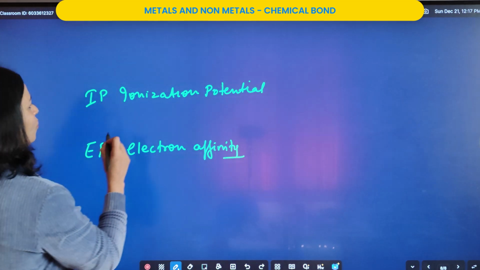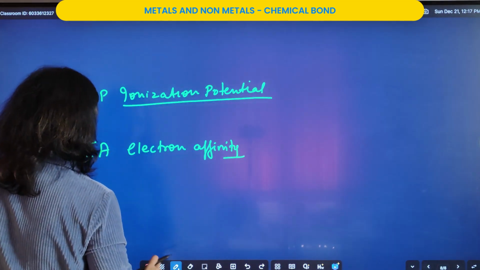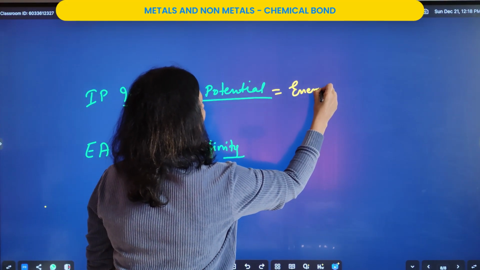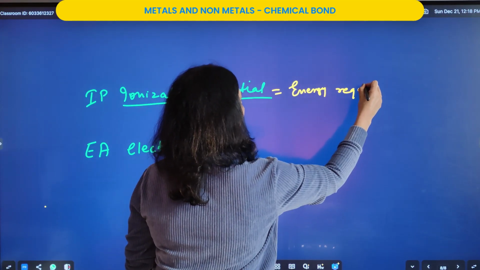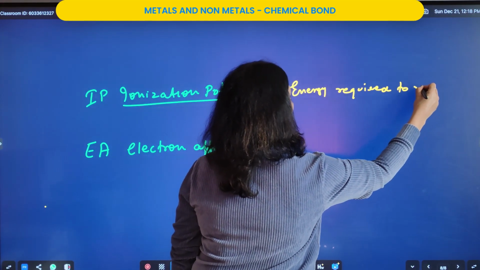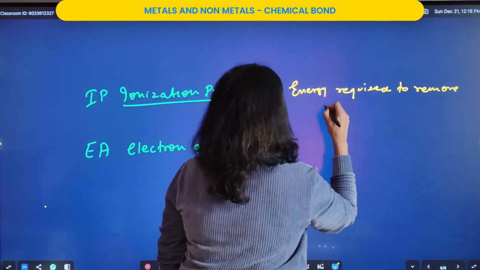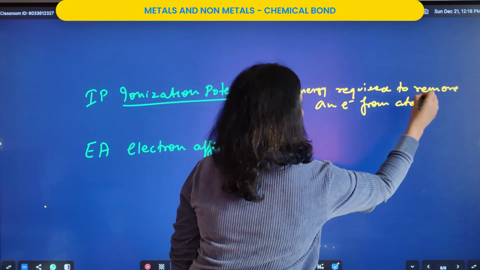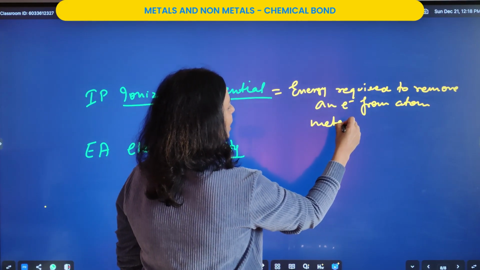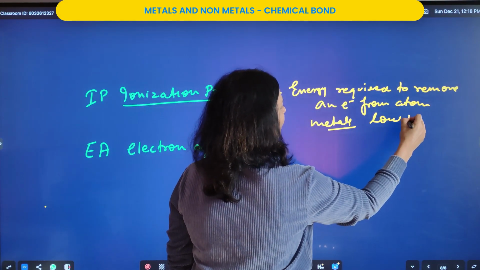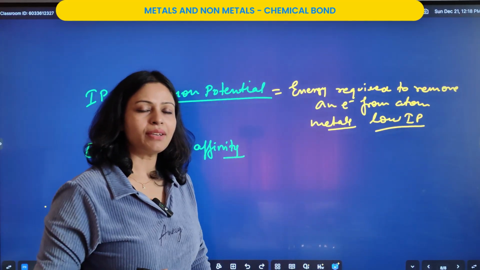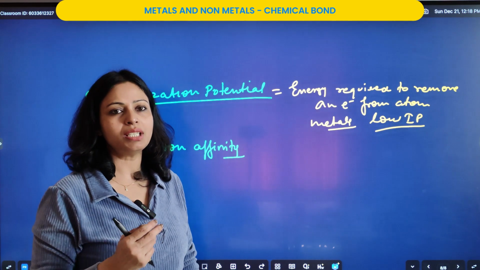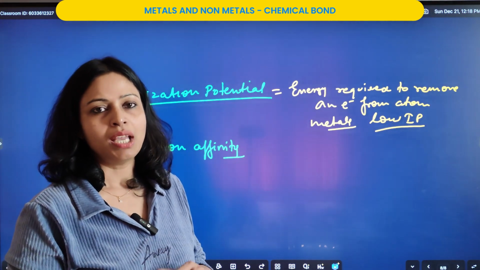Okay, so what is ionization potential? Ionization potential is the energy required to remove an electron from an atom. So why metals? Metals have very low IP, because the amount of energy required to remove the outermost shell electron is very, very low. It is able to remove the electron.